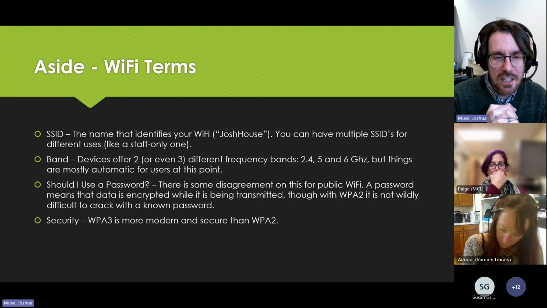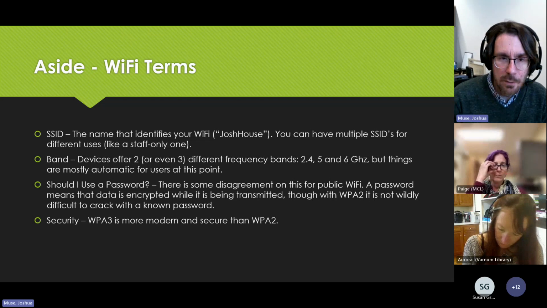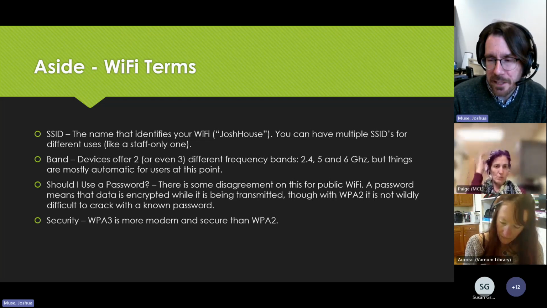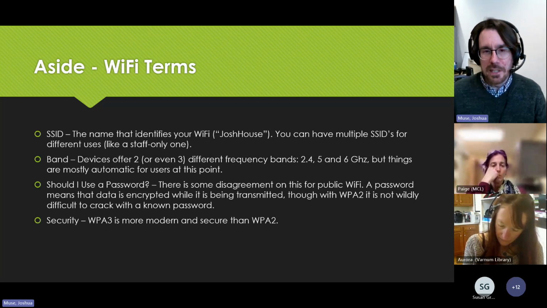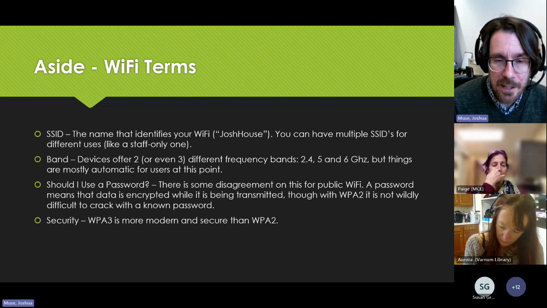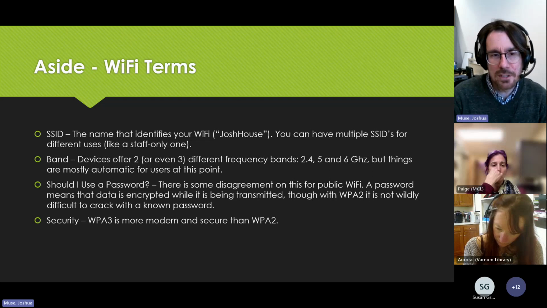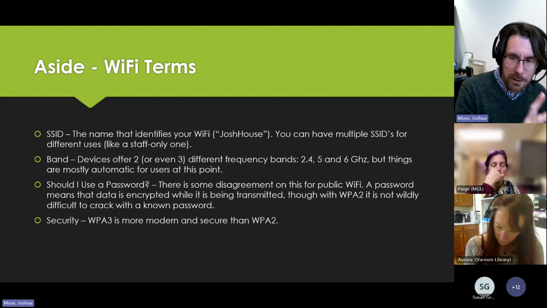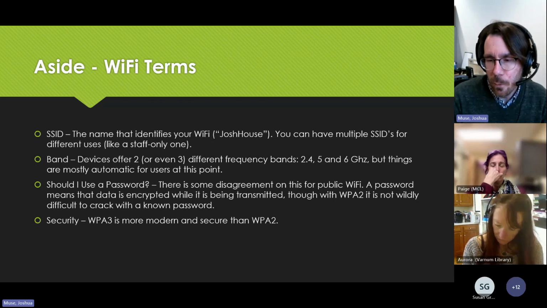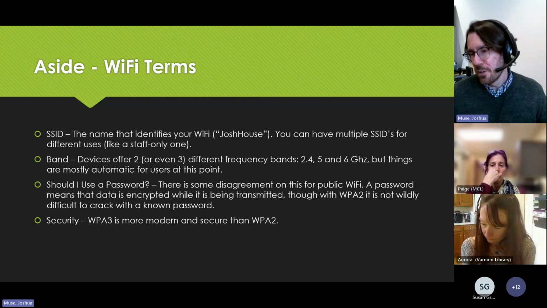The first is called an SSID, which is basically just the identifier when somebody tries to connect to the Wi-Fi. So it might be like your library name or Josh House or whatever it is. It can be anything that you want it to be. And you can have multiples. If you want to have multiple different Wi-Fi networks, for example, a staff-only network and a guest network, or you could break out different parts of the building if you wanted to.